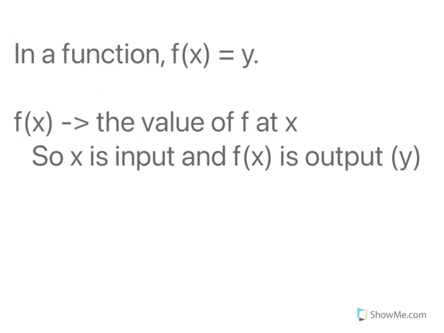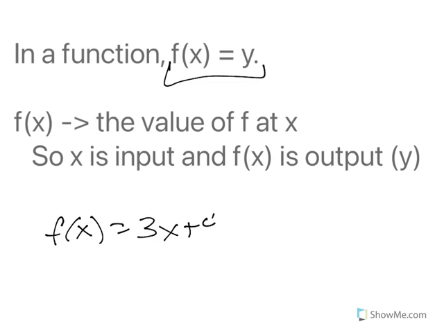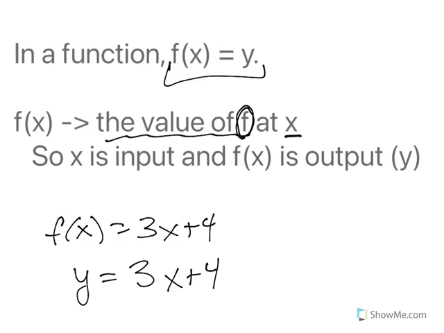Now, in a function, we need to remember that f of x is equal to y. So anytime you see f of x equals 3x plus 4 or something like that, that is basically the same as y equals 3x plus 4. So f of x just means the value of the function at the value of x, at the point of x. So x is our input and f of x is the output, or you could say that's the same as y, where y is the output.